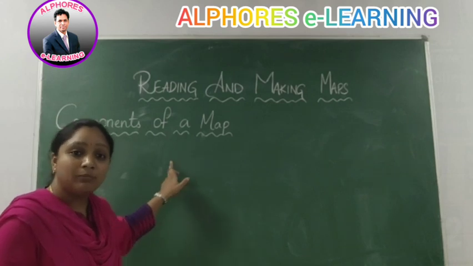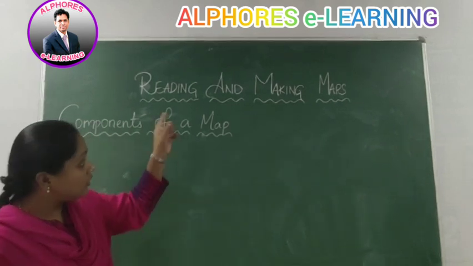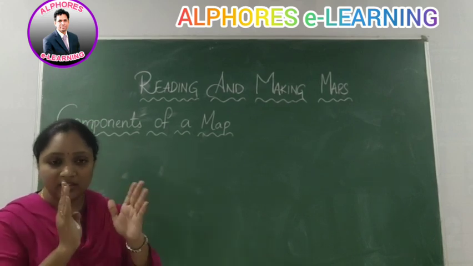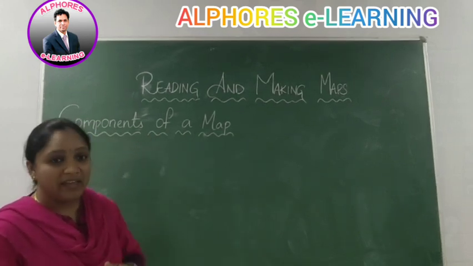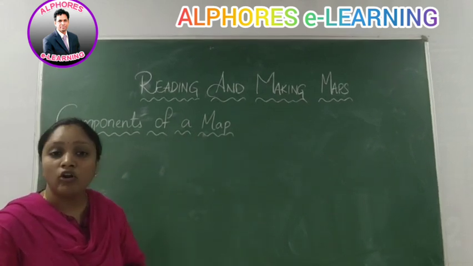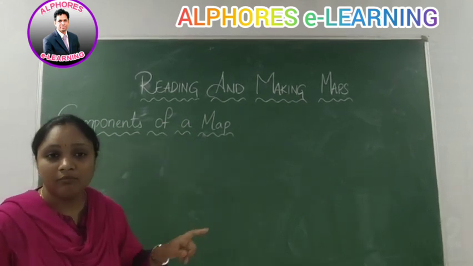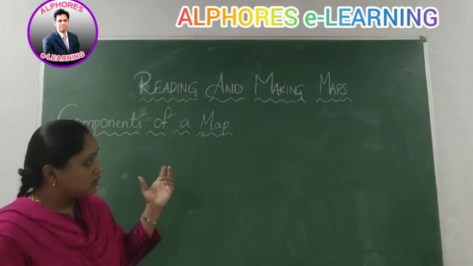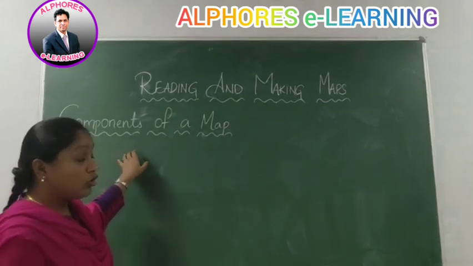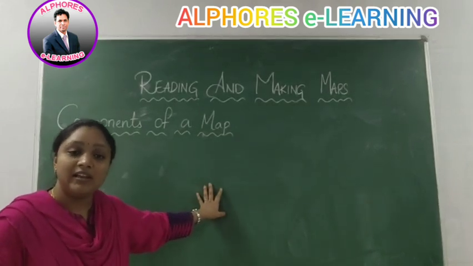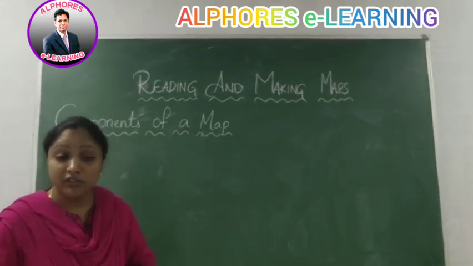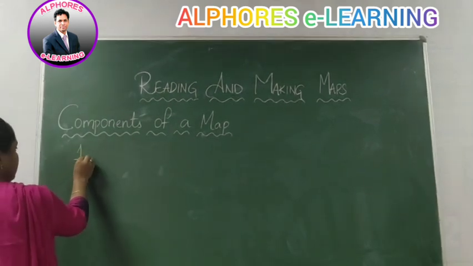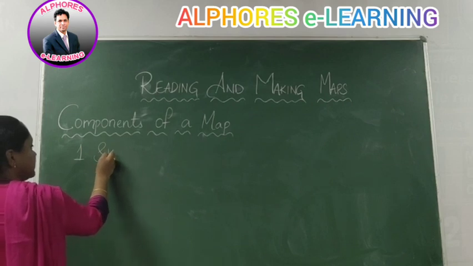The components of a map help us to read or make maps accurately. So we can make the map according to the components of a map without any sort of inconvenience. Today we are going to learn about the components of a map, which means the languages of a map. The first language of a map is the sketch.